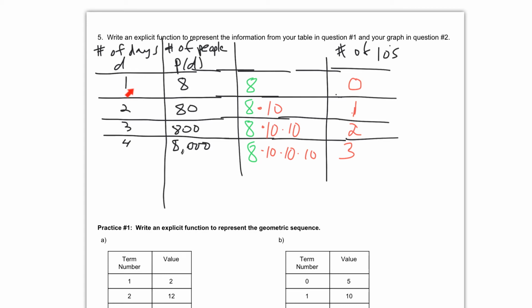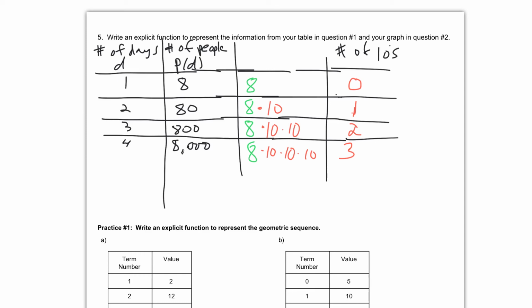So if we look, in day 1, we have 0 tens. In day 2, we have 1 ten. In day 3, we have 2 tens. So if you look, we always have 1 less ten than the number of days.